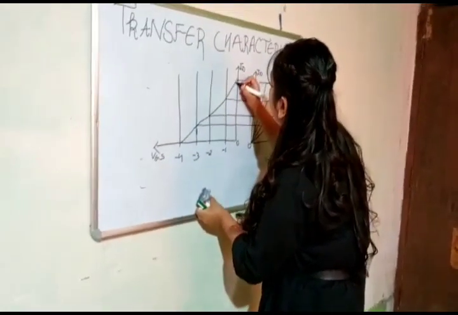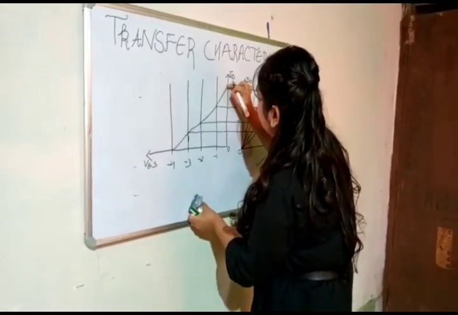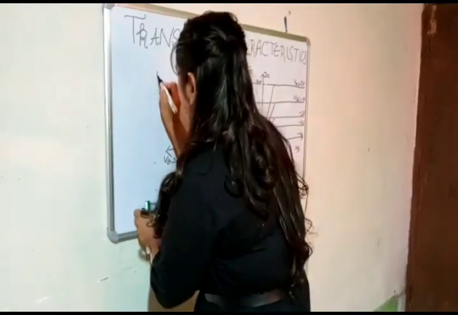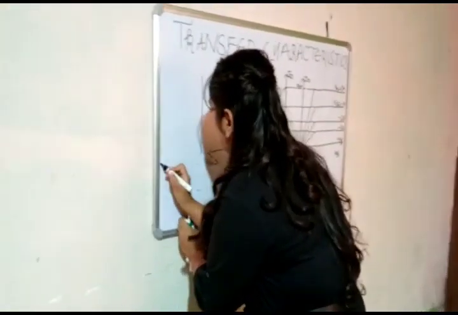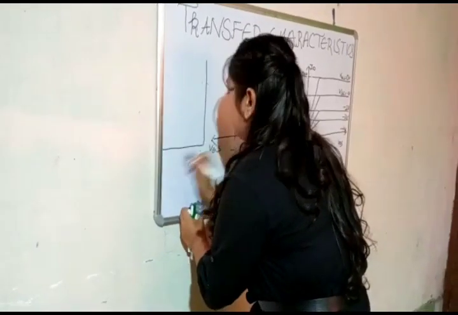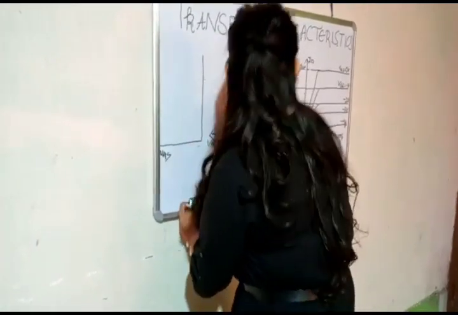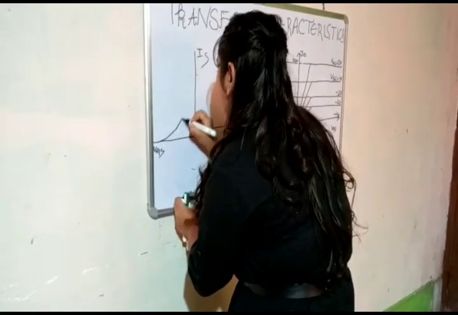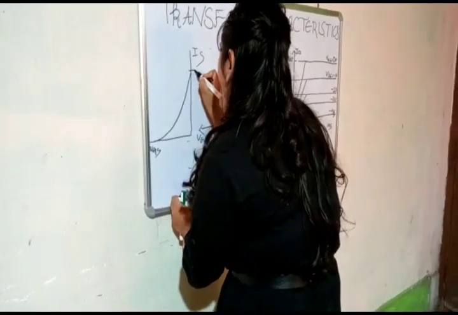This will be our transfer characteristics. We will get a graph. This is our VGS and this is our ID. We will get a graph like this.